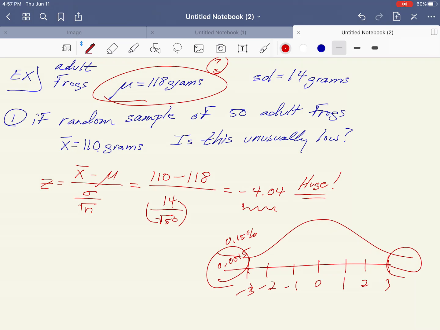And remember the way I did that is I used the empirical 99.7, subtracted it from 100%, and then I shared it to both tails by dividing it by 2. It's very unlikely, assuming the 118 is the truth, that we would have gotten an average weight of 110.